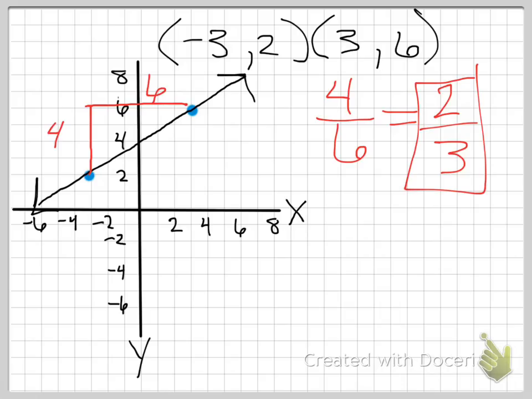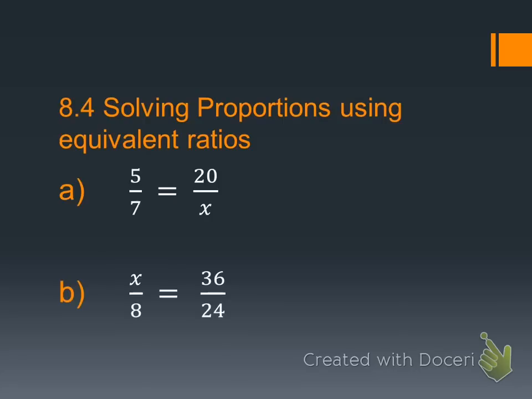Now let's go back to solving proportions using equivalent ratios. Equivalent ratios, I'm looking for my missing link. So here, how do I get from 5 to 20? My missing link is 4. I can multiply by 4, or I can divide by 4. I can go both ways. So 7 times 4, x equals 28.